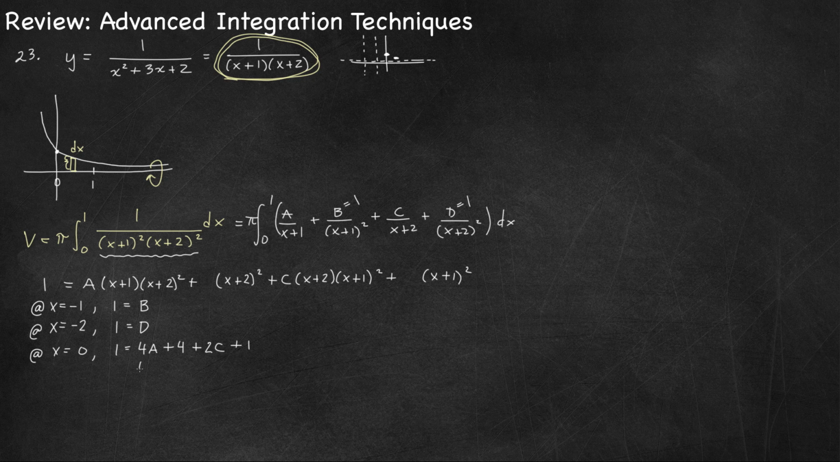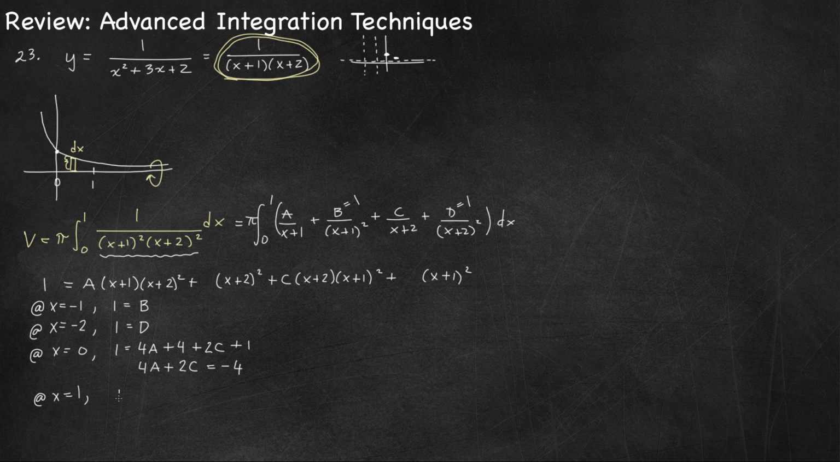Okay, so I'll just simplify that a little bit. 4a plus 2c, and then I'll subtract 5, so that equals -4. Okay, I have two unknowns, so I'm going to need to get another equation to solve, and then we'll solve the system. So let's say at x equals 1.